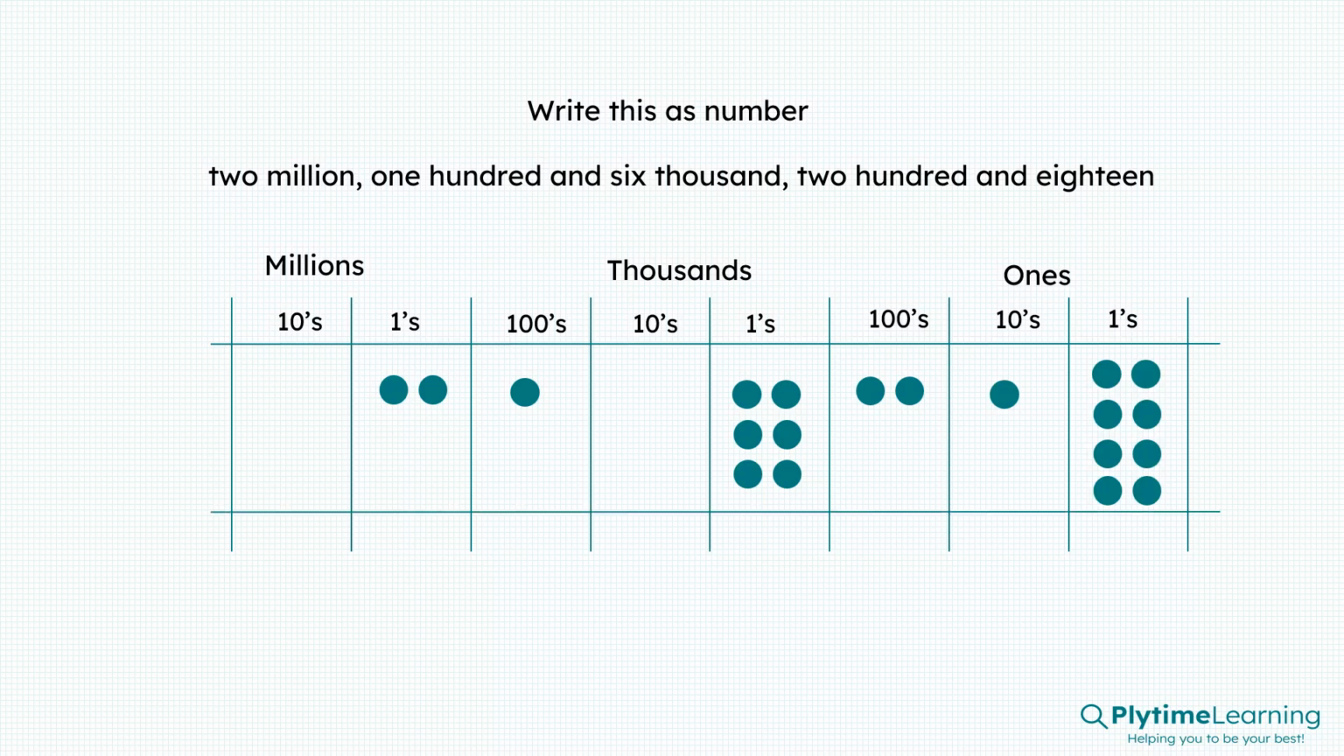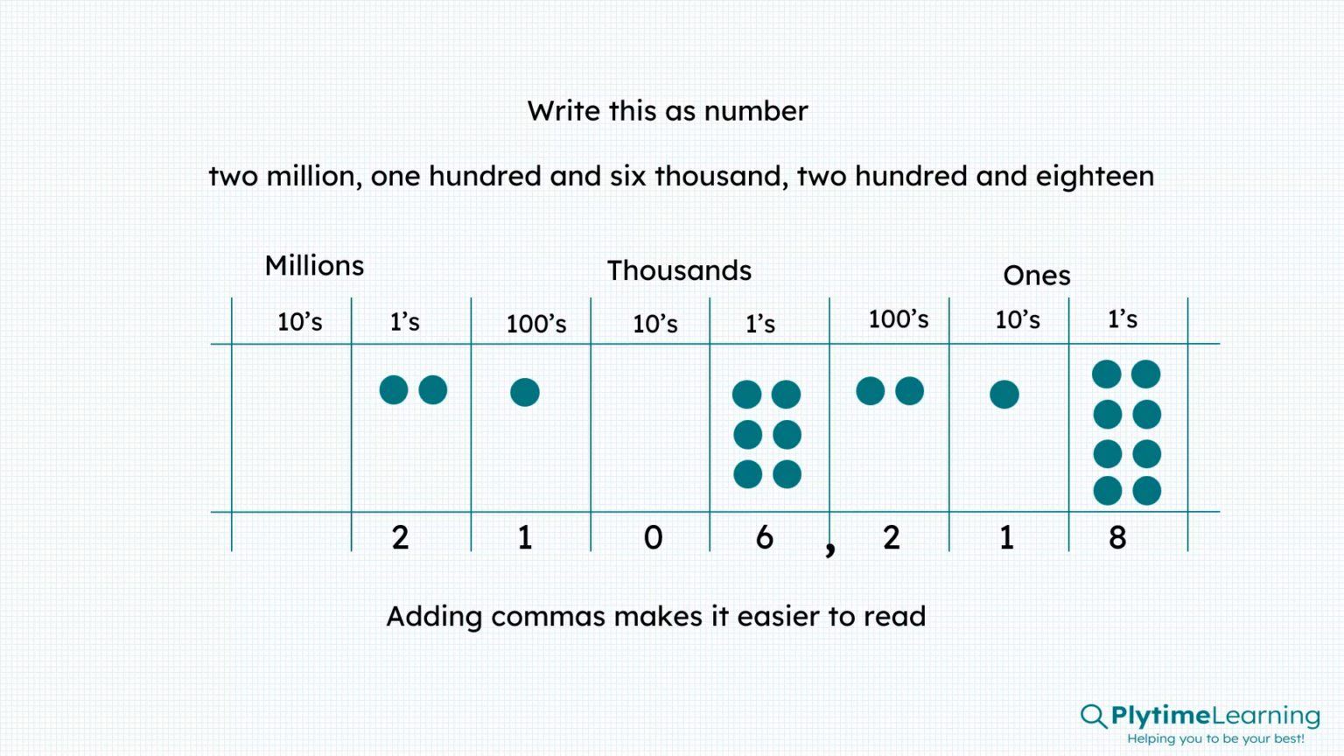Now we can look at the number. We start from the right hand side. We have 8 in the ones, 1 in the tens, 2 in the hundreds, 6 in the 1,000s. We have 0 in the 10,000s column, 1 in the 100,000s column, and 2 in the 1 millions column. We can add our commas to make it easier to read. So it would go here between the ones and the thousands, and here between the thousands and the millions. So it's 2,106,218.